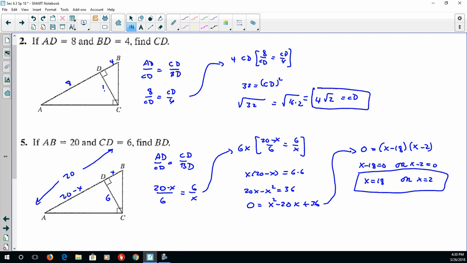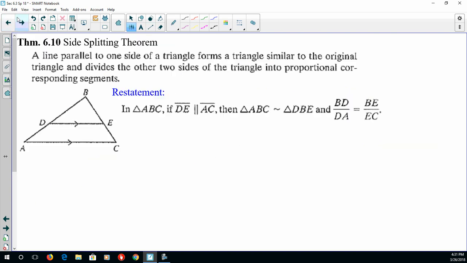All right, let's do some more theorems here. Theorem 6.10, the side splitting theorem. Now this is not supposed to be funny. Okay, it's not what they mean here. A line parallel to one side of a triangle, so this line is DE, forms a triangle similar to the original and divides the other two sides of the triangle into proportional corresponding segments. Okay, so a restatement here in terms of this picture.